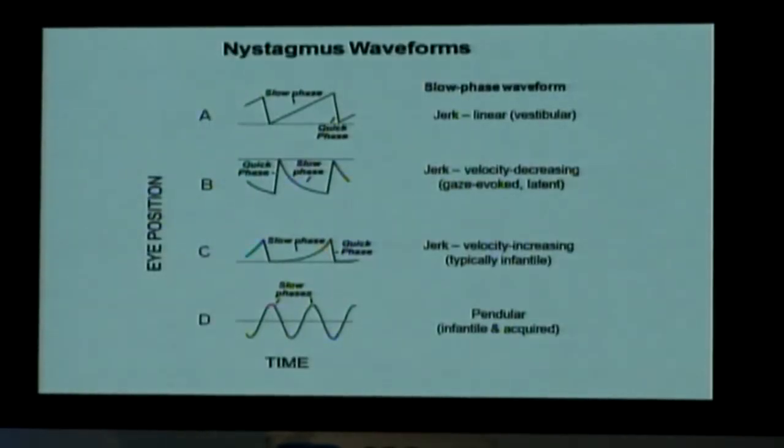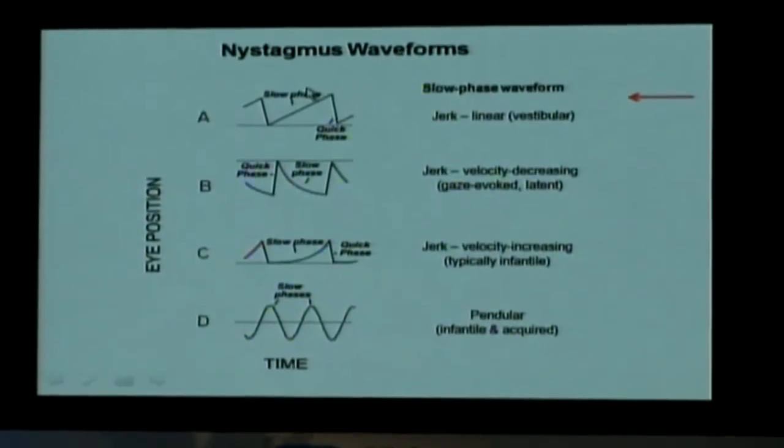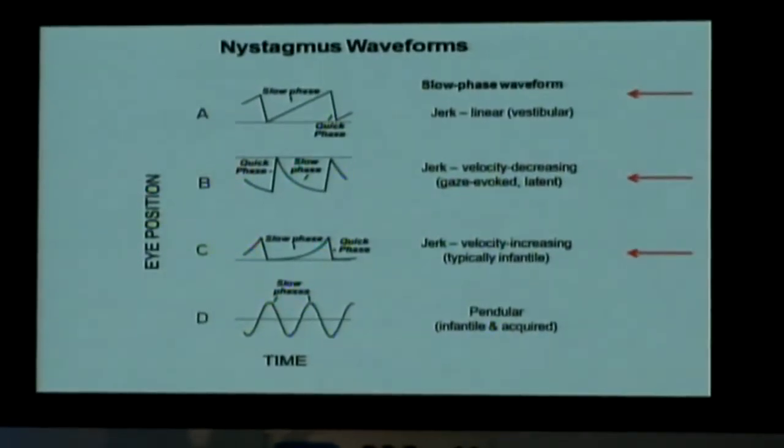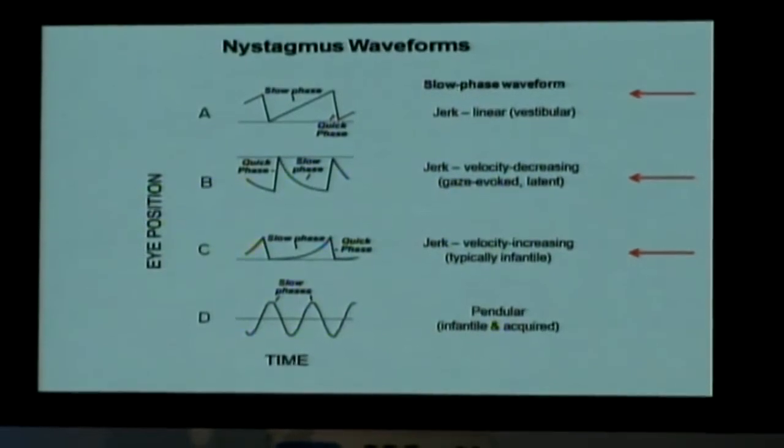All right, here's waveform analysis. We're all familiar with this if you do ENGs, for example. We have the slow phase with a quick phase, a form of jerk nystagmus. And here, the slow phase is a constant speed. It's linear, constant velocity.